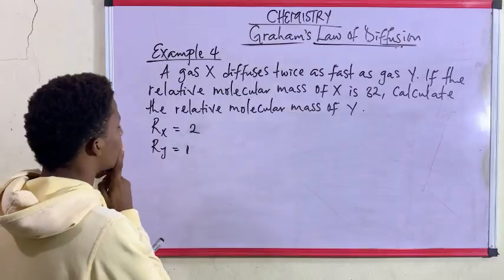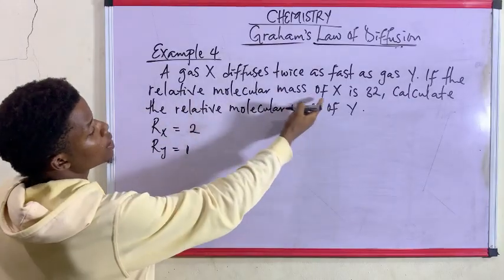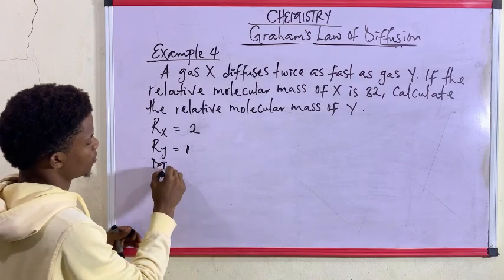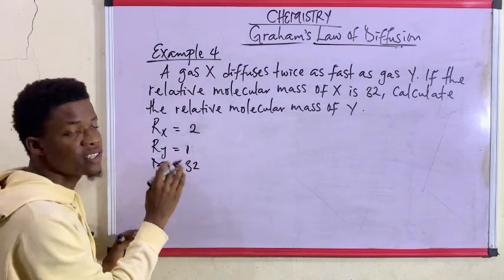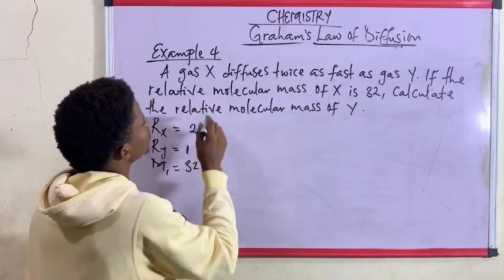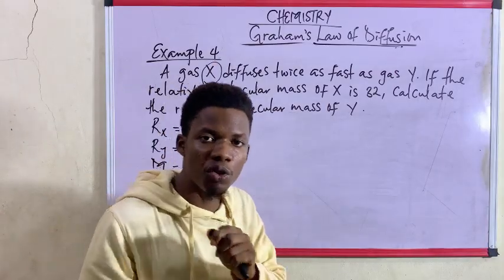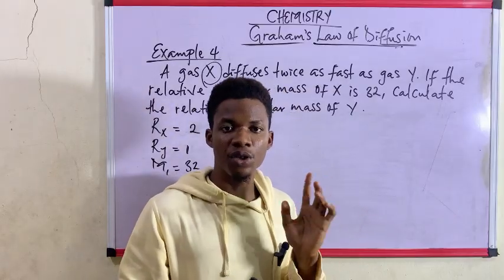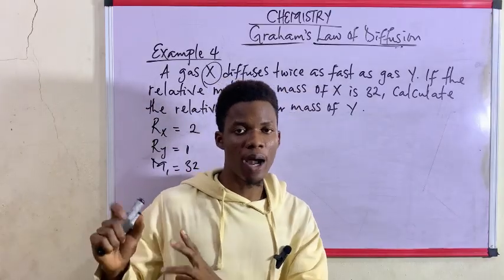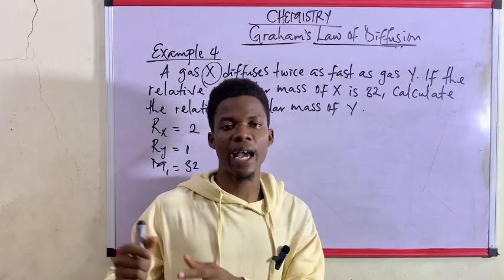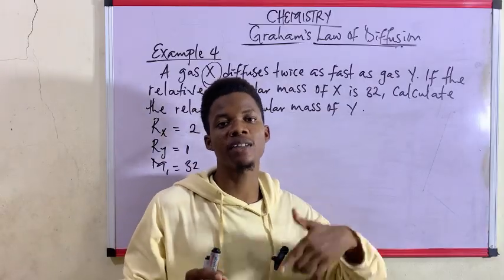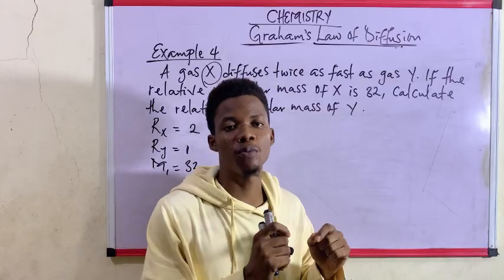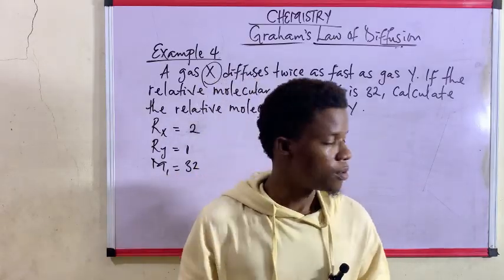Alright, so the relative molecular mass of X is what? 32. So our M1 is what? 32. How do I know X is M1? I know X is M1 because X is the first gas that was mentioned. The first gas mentioned is your 1. Then in the case of time, the first time mentioned is your T1. The second time mentioned is your T2. The first volume measured is your V1. The second volume measured is your V2. Okay, so please don't forget.